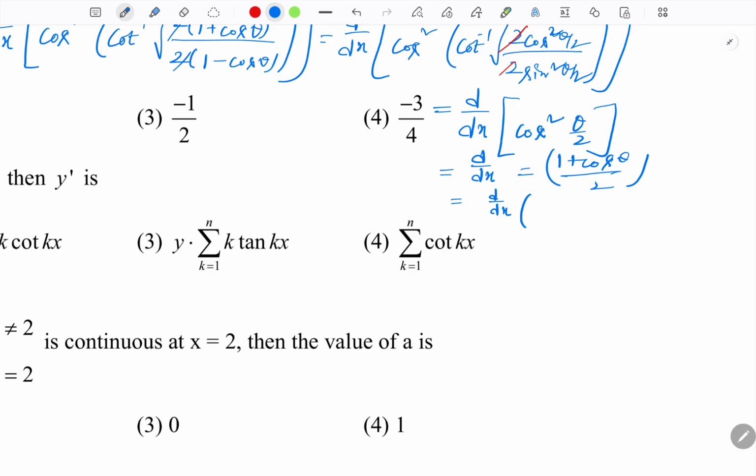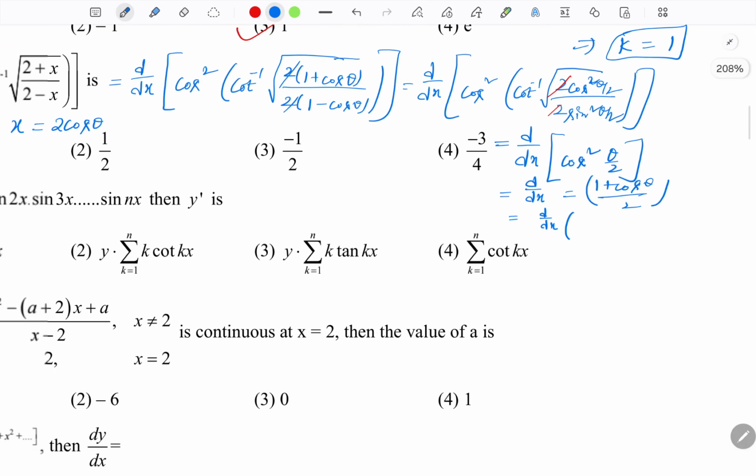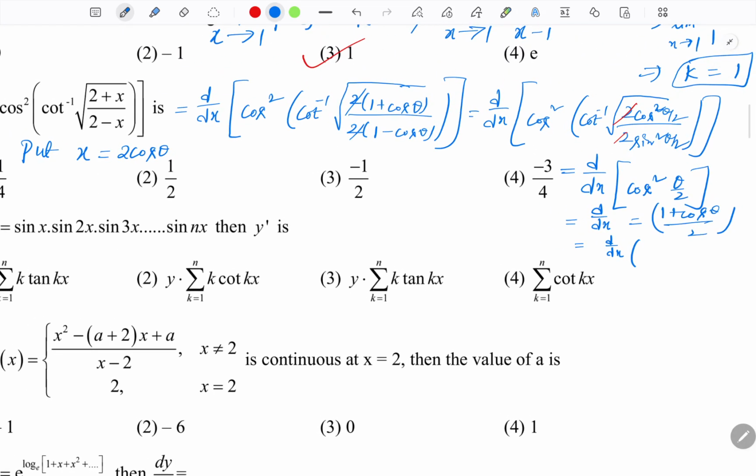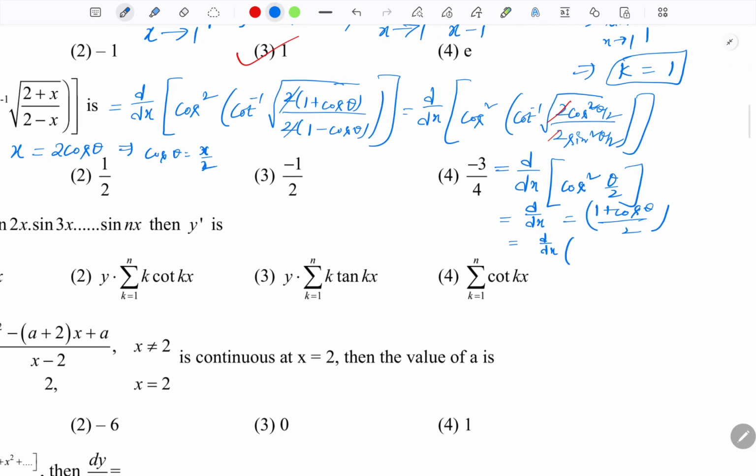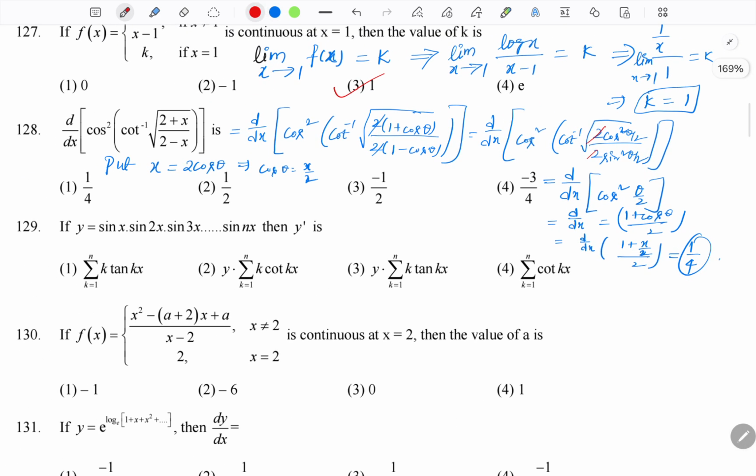Dy by dx of 1 plus cos theta by 2. What is cos theta? Observe here from this one, cos theta equals x by 2, right? Substitute cos theta here. Then 1 plus x by 2, all by 2, right? Now what is the derivative? Simple differentiation, right? First part, derivative of constant is 0. Derivative of x by 2 is 1 by 2. 1 by 2 into 1 by 2, 1 by 4. So what is my answer here? 1 by 4 is my answer. Yes, it is option number 1.